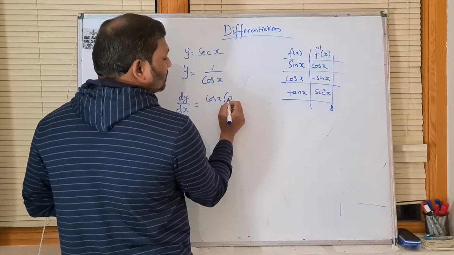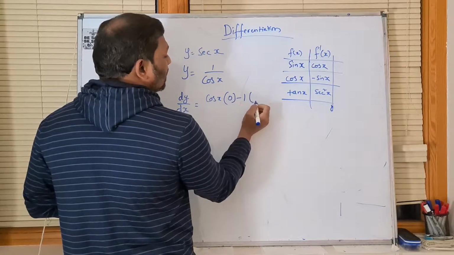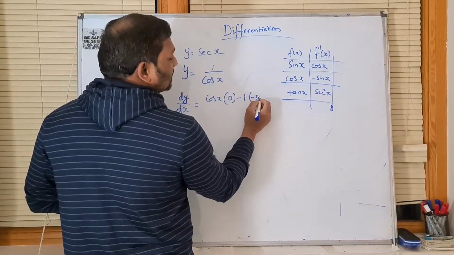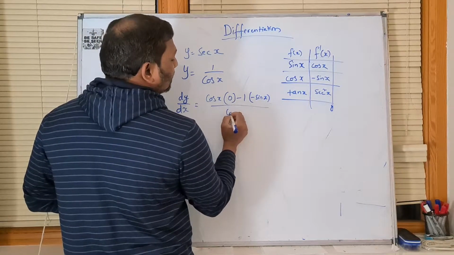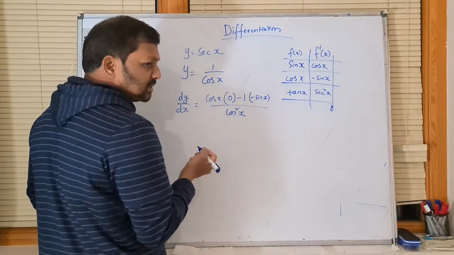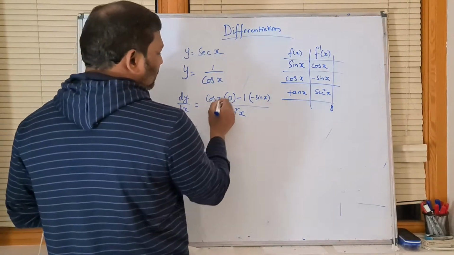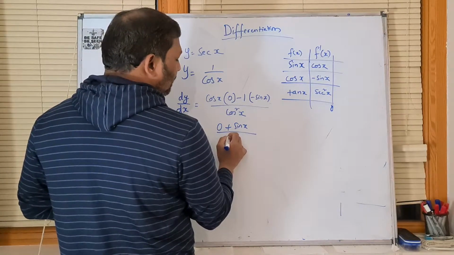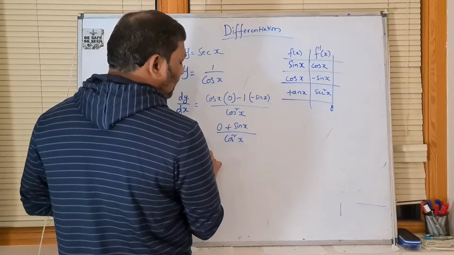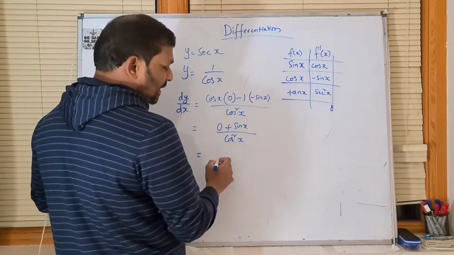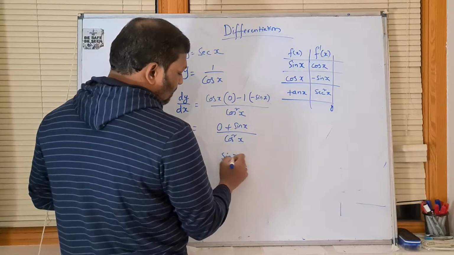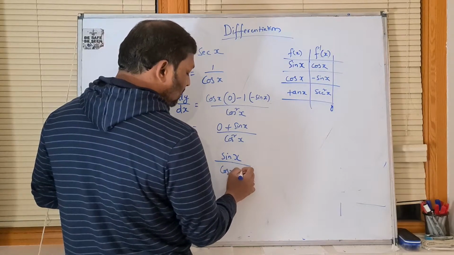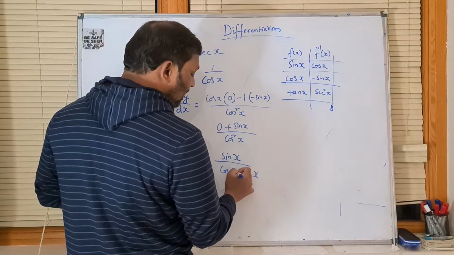0, minus 1 times the differentiation of cos x, which is minus sin x, divided by cos x whole squared, cos squared x. So 0 plus sin x by cos squared x. How can we further write this? It is sin x by cos squared x. Cos squared x you can write as cos x into cos x, can we write like this?